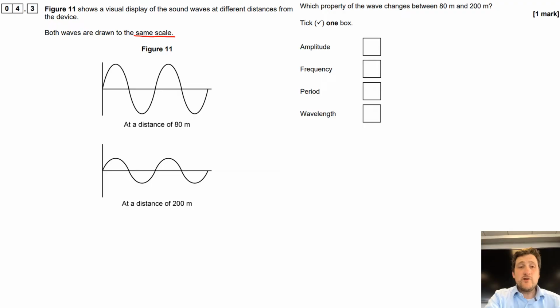Okay. Now, when we look at waves, the only things we care about with waves, or most of the things we care about, are the wavelength and the amplitude. So if we measured the wavelength and amplitude on both of these, because they're on the same scale, we could compare them. Okay. Then it says which of the property changes. So we're looking for one thing that changes. Is it the wavelength? Well, if we look, the wavelength is pretty much the same, but if we look, the amplitude is significantly different. So it's going to be amplitude.